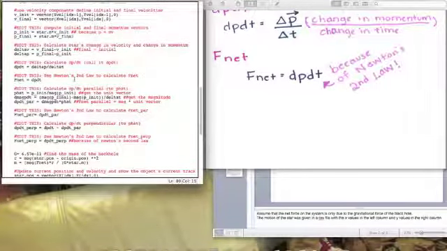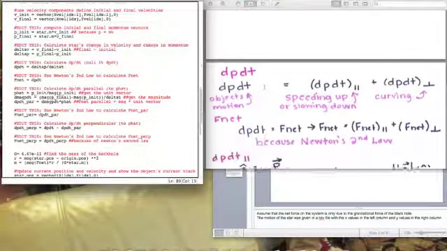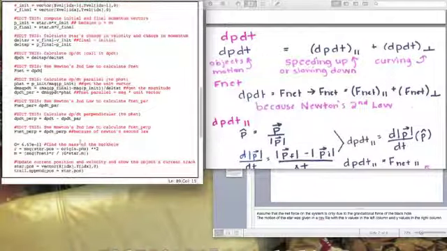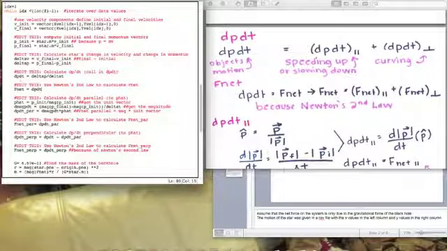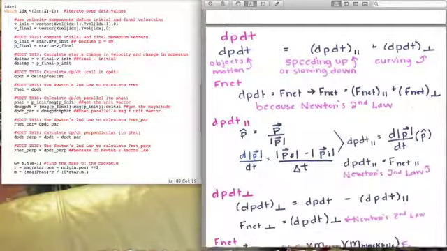The motion and the net force were broken down into parallel and perpendicular components. dp/dt and F net alike are composed of the sums of the parallel and perpendicular components. The parallel components show the motion speeding up or slowing down, and the perpendicular component shows the curving of the object.